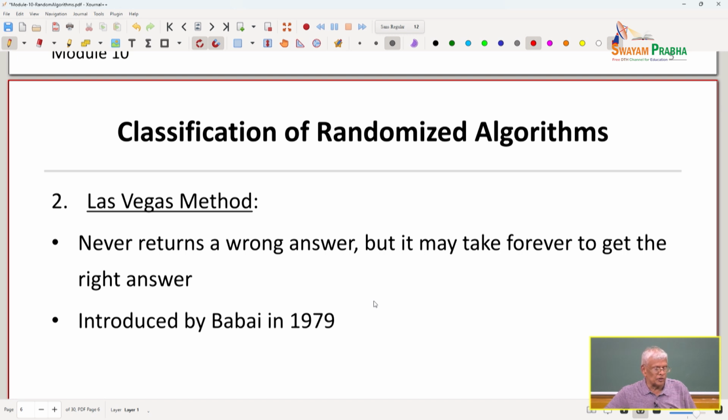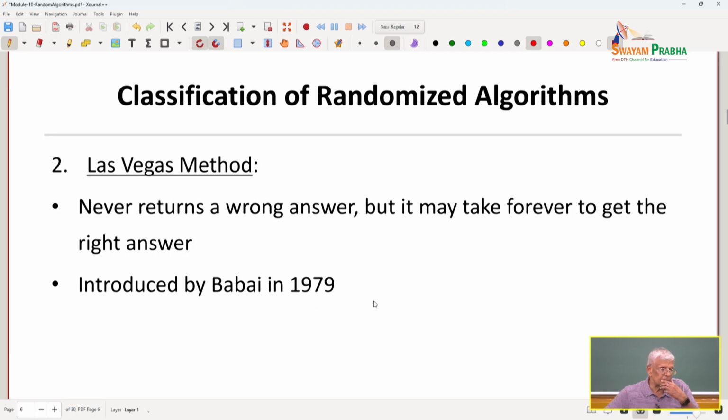So what is the primary distinction? Monte Carlo type always gives a result. The results are approximate. The quality of approximation increases with the number of samples. Las Vegas type, on the other hand, never returns the wrong answer. It returns the correct answer, but it may take forever to return it. So this is the fundamental difference.